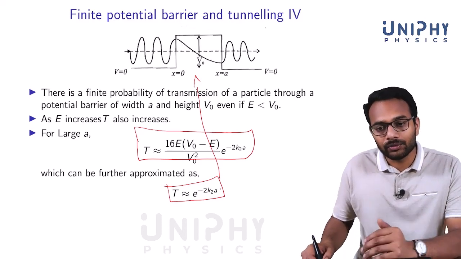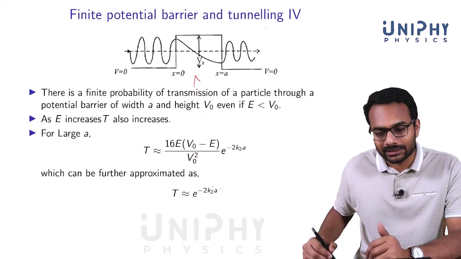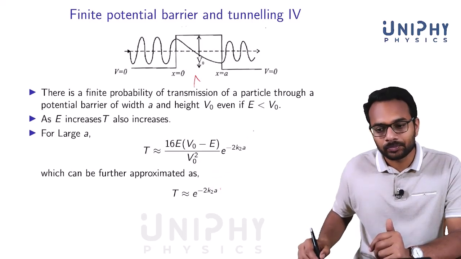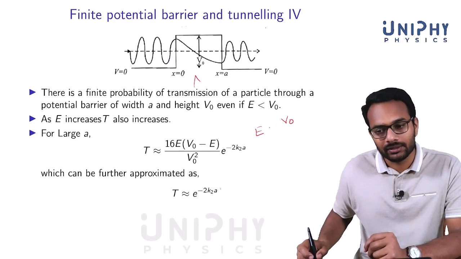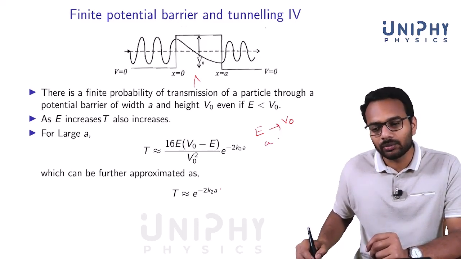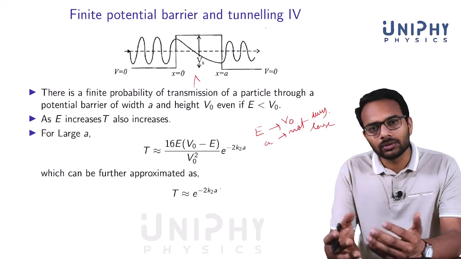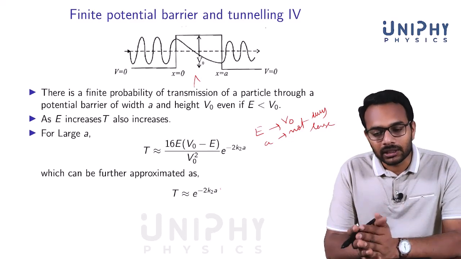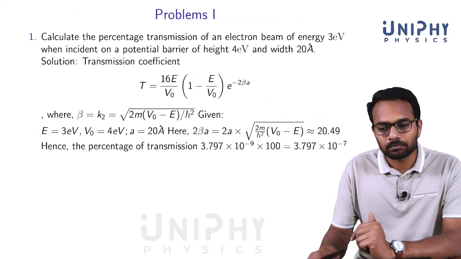Also, we see that if the height of the potential barrier increases, that means K2 will increase, and then the tunneling probability is low. Tunneling probability is quite high if E approaches V0 and A is not very large. This much is enough for us to solve problems relevant to our aim of competitive examinations. So let's look at a couple of problems now.